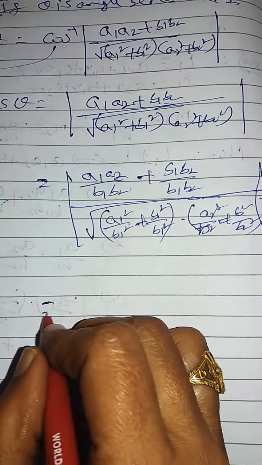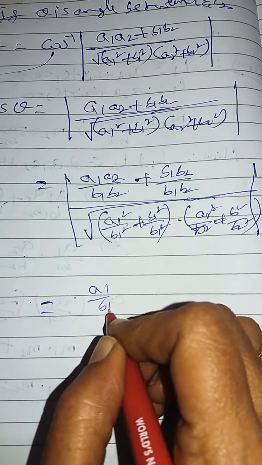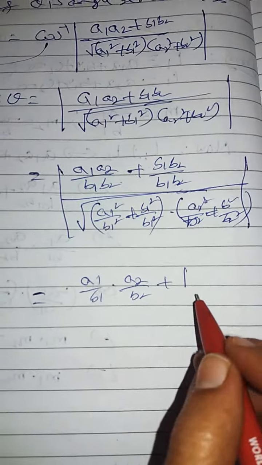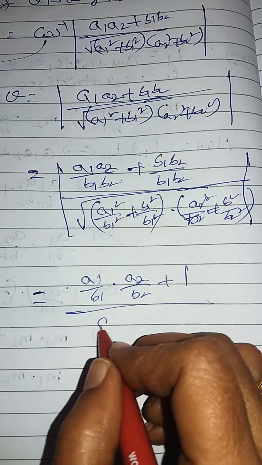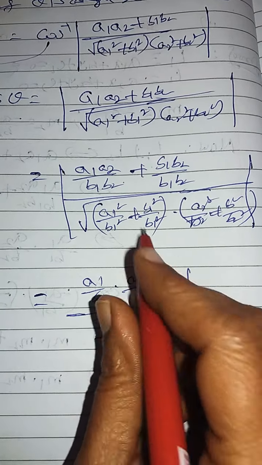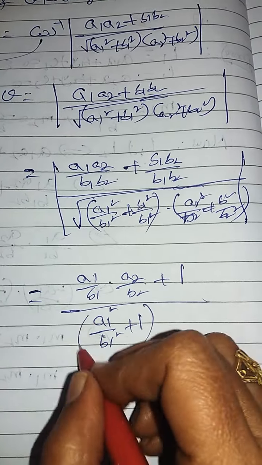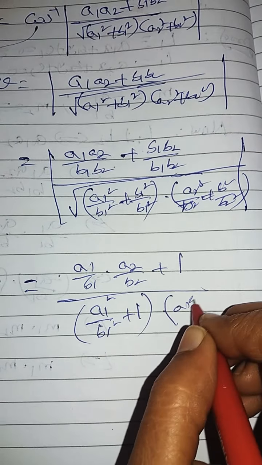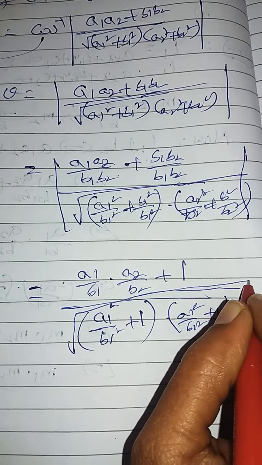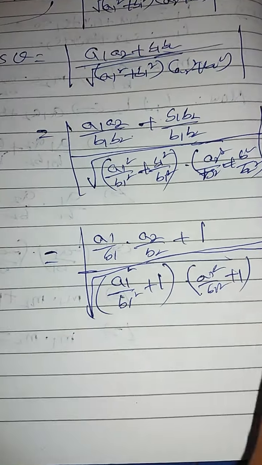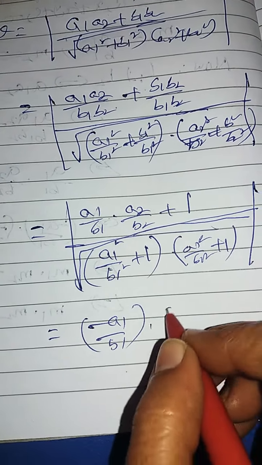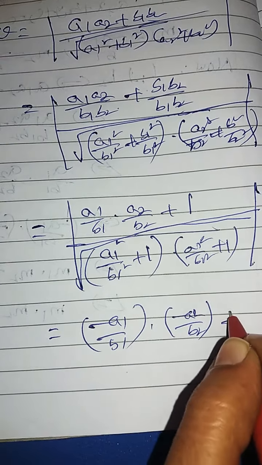Now we will get here this as a1 by b1 into a2 by b2 plus b1 b2 by b1 b2 becomes 1 by, this is a1 by b1, a1 square by b1 square plus b1 square by b1 square means 1 into this is a2 square by b2 square plus 1 under root. The denominator is under root, under mod.